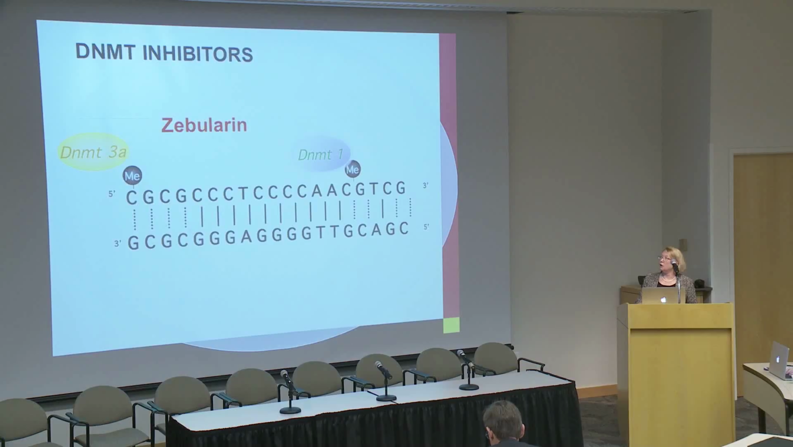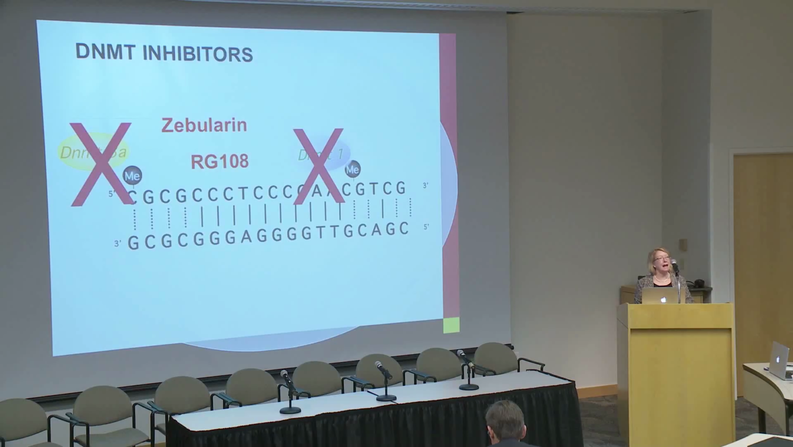So there's Zebularine, which is in clinical trials right now, and RG108. They act through slightly different mechanisms. One's a suicide inhibitor, one's a substrate mimic, et cetera. But they both block both DNMT1 and DNMT3A, and they actually act as demethylases. Right, so they are DNMT inhibitors, but for reasons not fully understood, they do demethylate the genome.